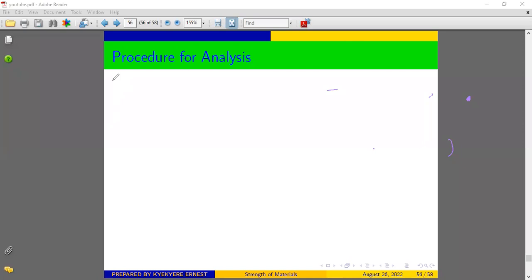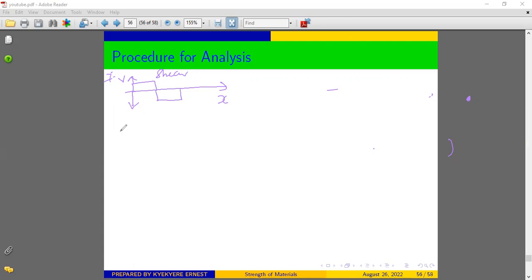Number one, for the shear force, you plot the shear force. So number seven, you plot the shear force on the vertical, and then the length of the beam on the horizontal. And this diagram is drawn below the free body diagram. Take note of that. This will be our x-axis. And positive values of the shear force will be up here, whereas negative values will be below the x-axis.